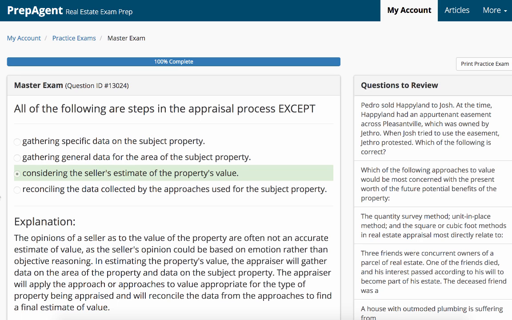Same thing with the seller. It's not what they think. It's what the appraiser thinks. Because then this is screwing over the buyer, because obviously the seller is going to give the value that's most advantageous for them. Yes.